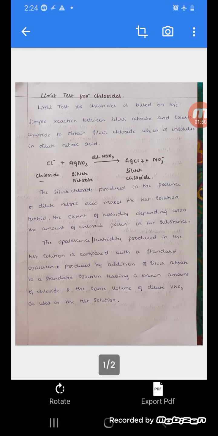The opalescence or the turbidity produced in the test solution is compared with that of the standard opalescence produced by adding the same volume of silver nitrate and the nitric acid as used in the test solution. But the amount of the chloride present in the standard solution is known to us.